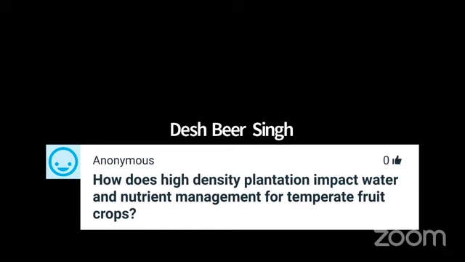Second is nutrient management. Nutrient management in the case of high density plantation is a little different from the conventional system because we have to feed the maximum number of trees in a very regular manner. And thirdly is microclimate and disease and pest management. It is a little different too.